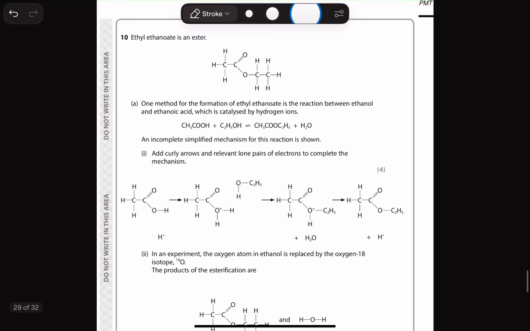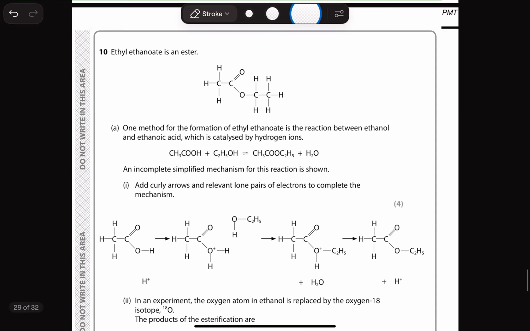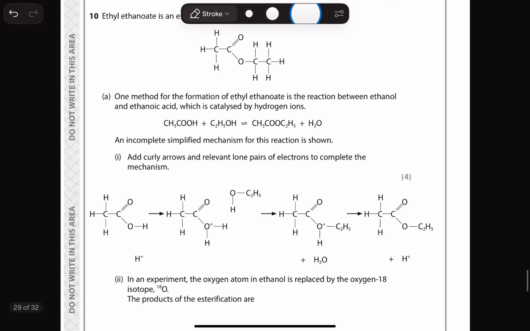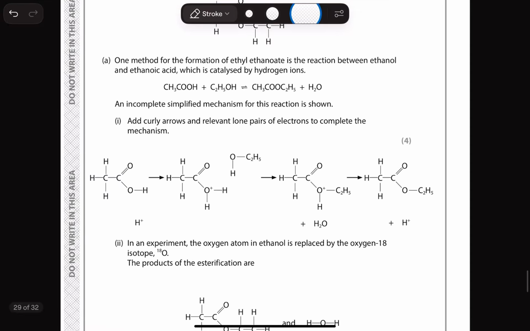Okay, so firstly, let's just read the question. Just make sure we understand exactly the reaction that's going on. So we have ethyl ethanoate, which is drawn here, and then it stated that one method for the formation of ethyl ethanoate is a reaction between ethanol and ethanoic acid, which is catalyzed by hydrogen ions. Then an incomplete simplified mechanism for this reaction is shown. Add curly arrows and relevant lone pairs of electrons to complete the mechanism. So as you can see, the reaction is an esterification reaction between a carboxylic acid and an alcohol. So that's easy enough, but it wants you to actually draw the mechanism, which is the hard part.